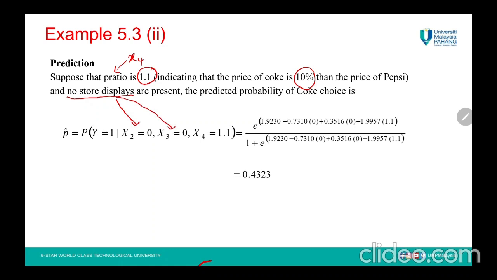The predicted probability of Coke choice, that is P hat here, is given by this value, by substituting all the values of X into the estimated multiple logistic regression model. Here, we can get P hat equal to 0.4323. That's all for chapter 5. Thank you.